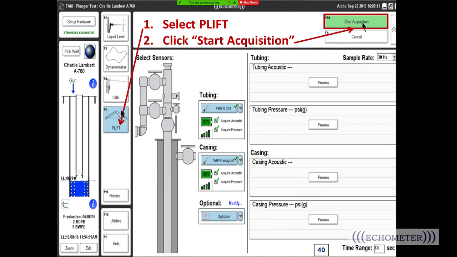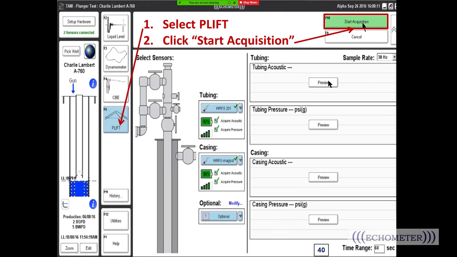This is the first screen once we go into plunger lift, where we have the well. This is the wellbore with the remote fire gas gun attached to the tubing, and we can preview and identify where the different sensors are attached. And then we also have another gas gun on the casing. And to start acquisition, we click there.